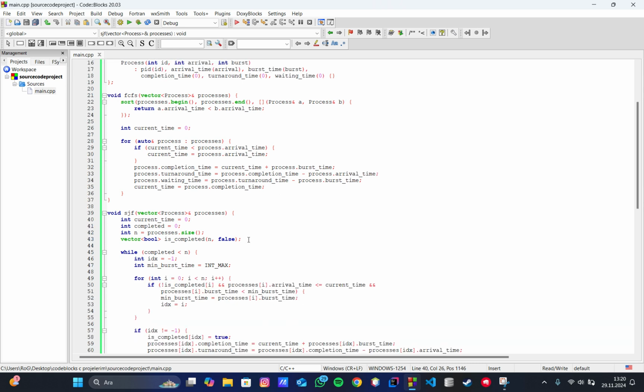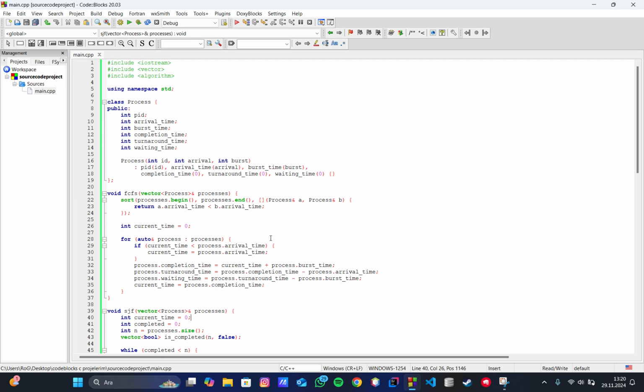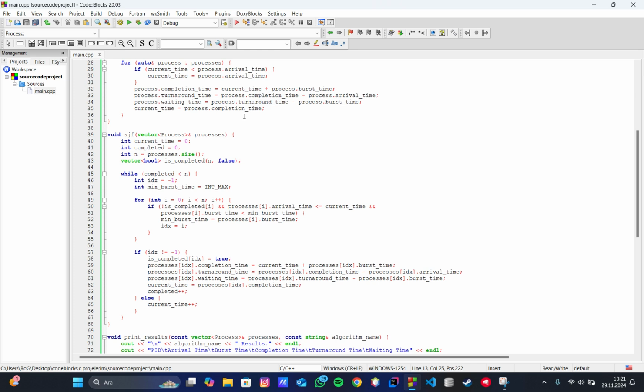And there are some calculations like completion time, turnaround time, and waiting time. Completion time means the time when the process finishes its execution. And turnaround time means the total time from the process's arrival until its completion. So the turnaround time equals completion time minus arrival time. And finally, there is waiting time, which means the time the process spends waiting in the queue. So waiting time equals turnaround time minus burst time. And there is a Gantt chart used to visualize the execution order of processes for both scheduling algorithms.